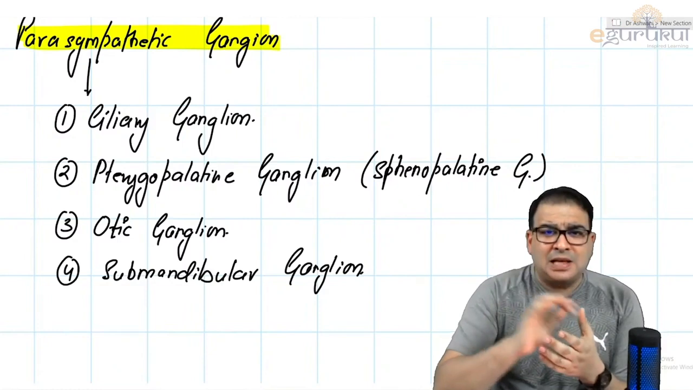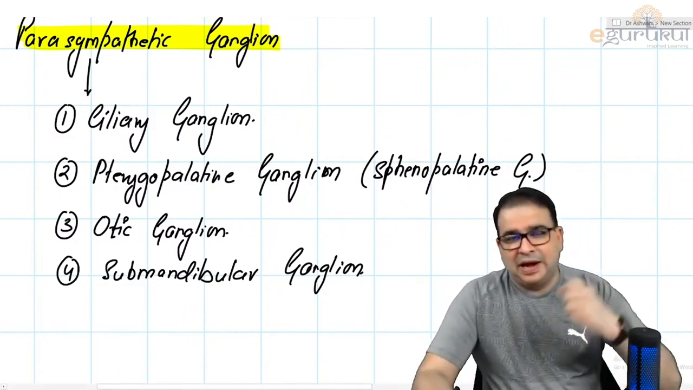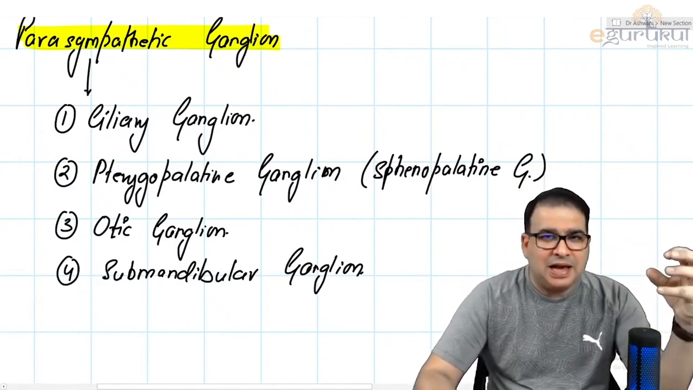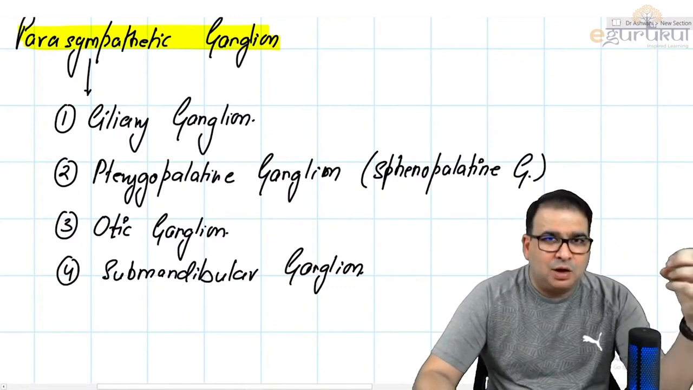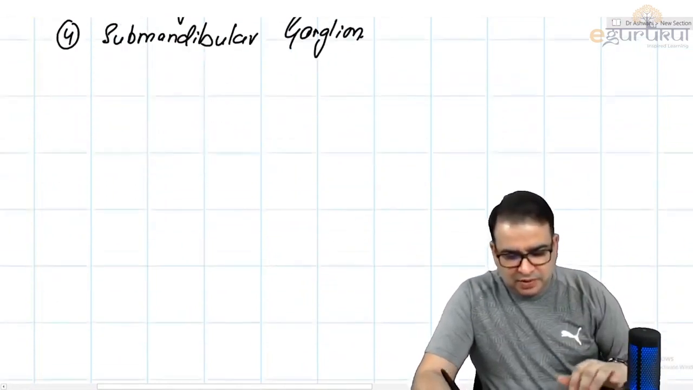Parasympathetic ganglia, see, I've written the spelling wrong. There are 4 of them, and they have something in common to understand. Every ganglion has a topographic nerve and a functional nerve. Most of them, if not every one.